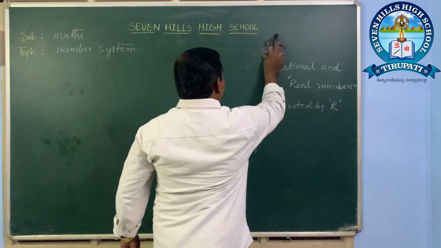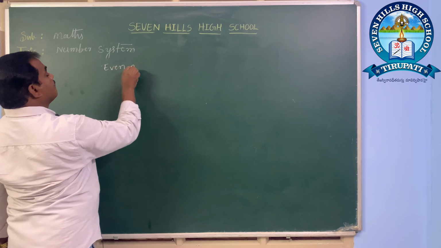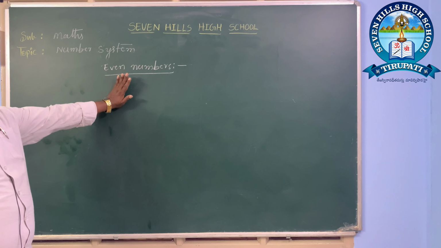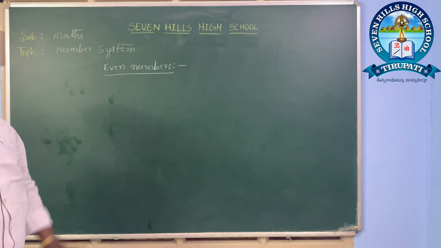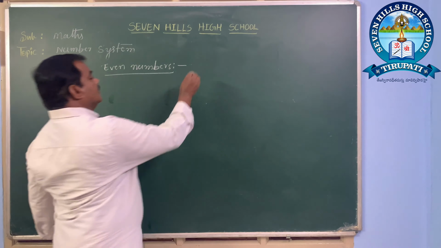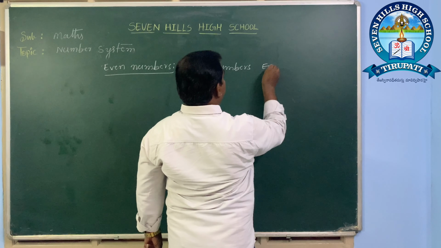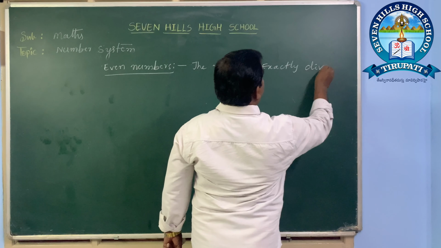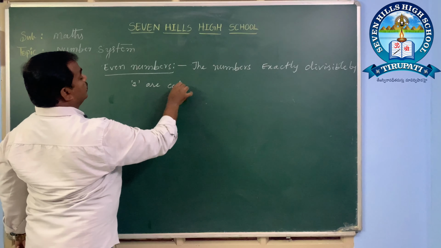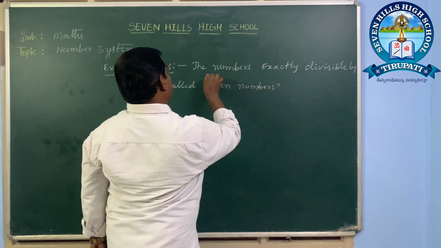Some more numbers are there. Now we discuss even numbers, odd numbers. First, even numbers. What is meant by even numbers? The numbers which are exactly divisible by 2 are called even numbers.